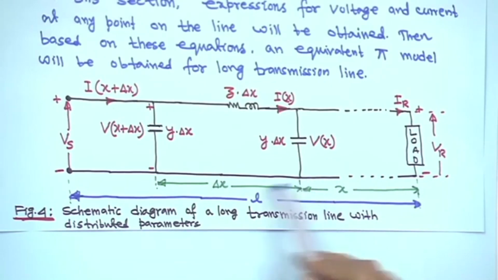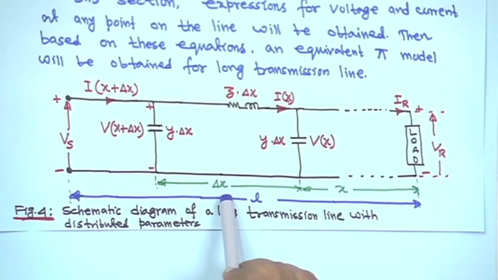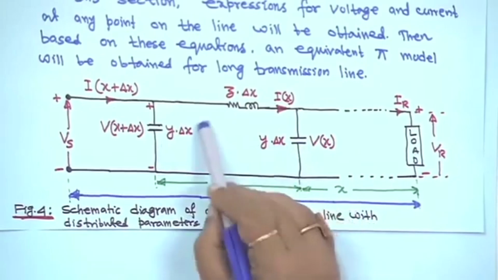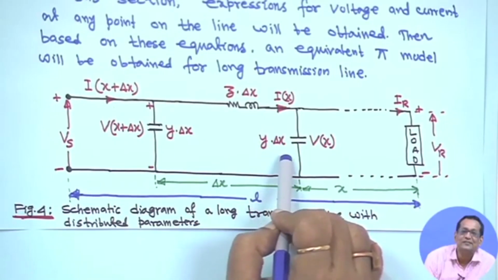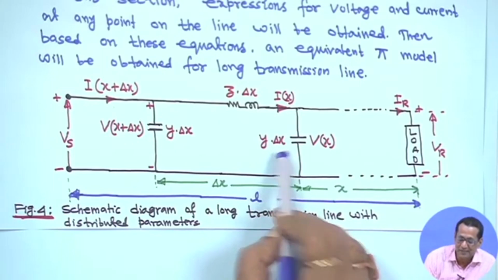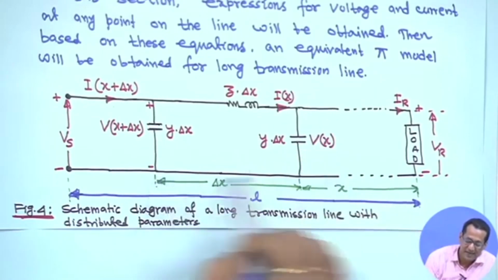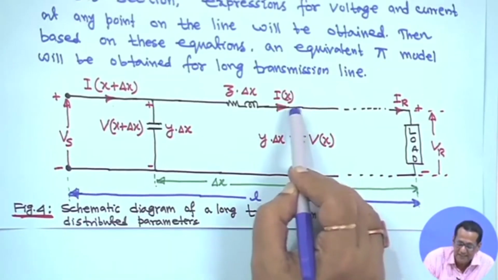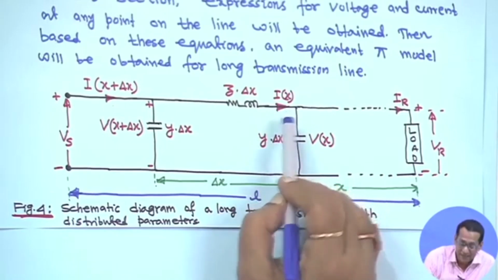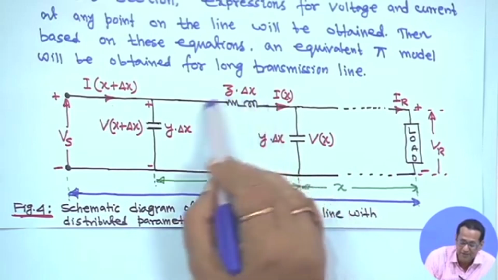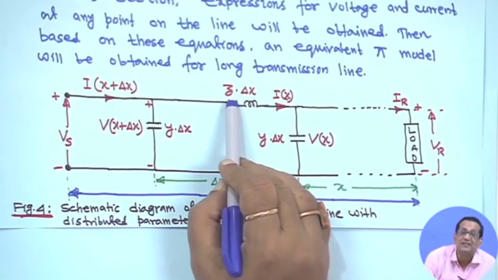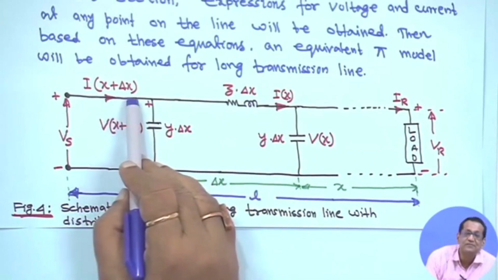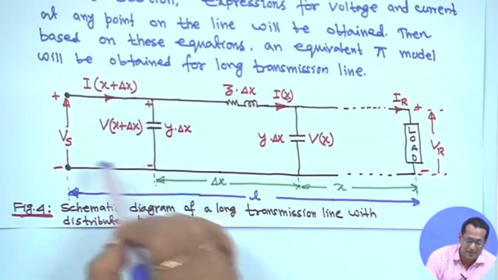At a distance x, we are considering a small incremental length delta x. If we go for this small incremental section in pi representation, this is small y into delta x, at a distance x the voltage is V x, and at x plus delta x it is V x plus delta x. The current in this small incremental section is I x, and this is small z into delta x, the impedance, where z is the impedance per unit length multiplied by delta x, and this side is I x plus delta x. And this is V s.